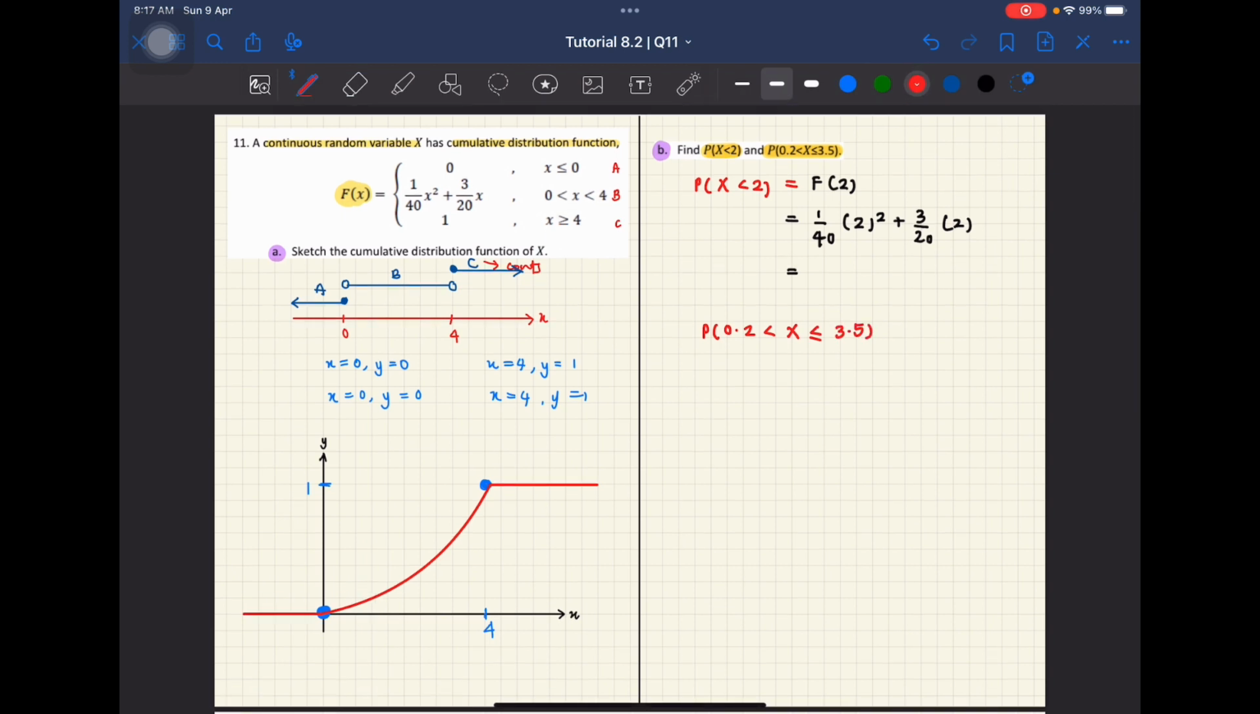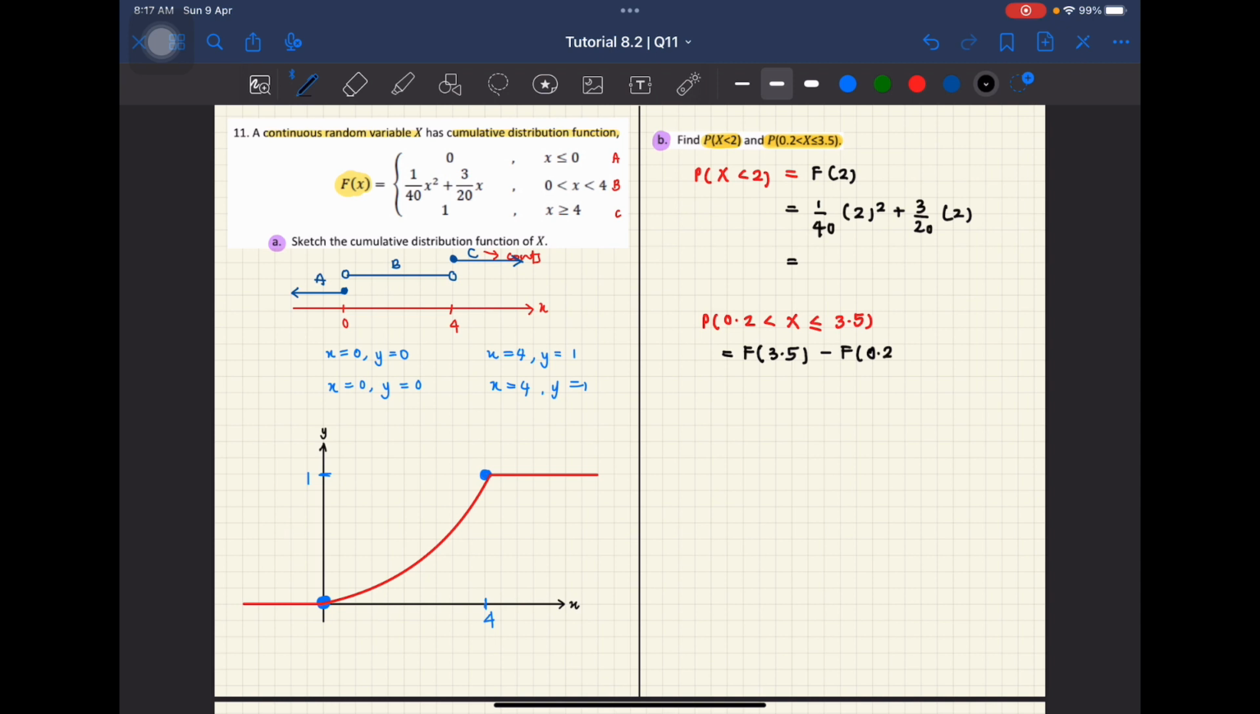Okay, so for this question pun sama juga. So apa yang kita nak kena buat sekarang adalah kita akan buat F besar untuk nombor yang besar, the big number, which is 3.5, and then just minuskan sahaja dengan F untuk nombor yang kecil, 0.2, like this. Settle. Okay, so again, we just substitute the value of x into the correct function.